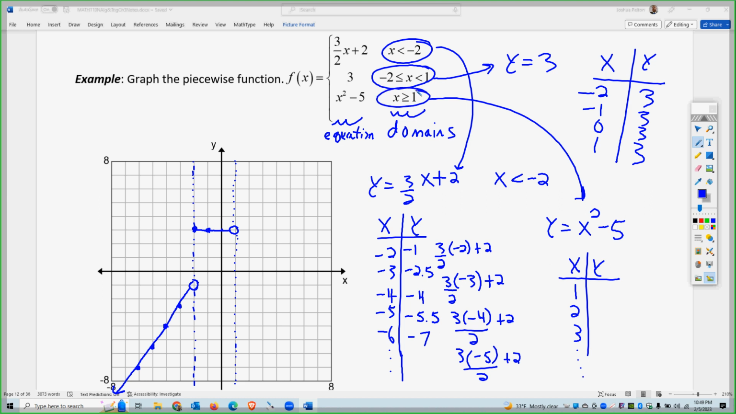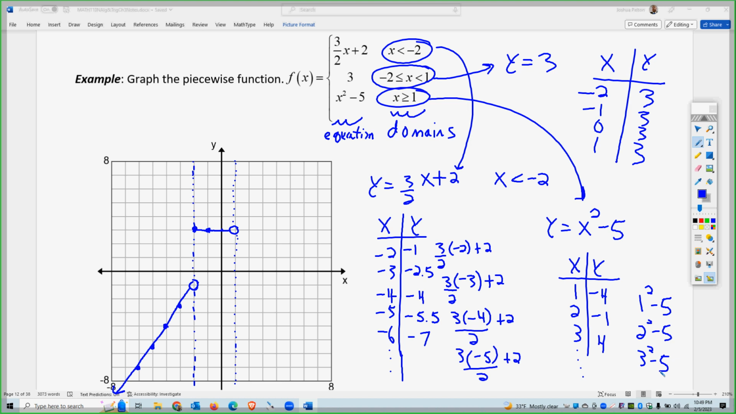Okay, so if I plug in 1, I'll get 1 minus 5, which is negative 4. If I plug in 2, I'll get 4 minus 5, which is negative 1. If I plug in 3, I'll get 9 minus 5, which is 4, correct? So again, I'm doing 1 squared minus 5, 2 squared minus 5, 3 squared minus 5. Okay, so at 1, we're at negative 4.